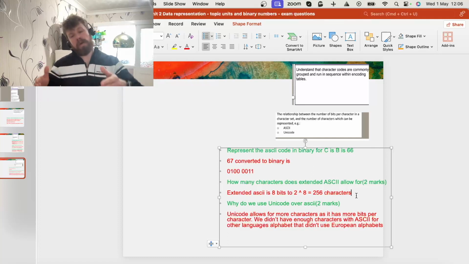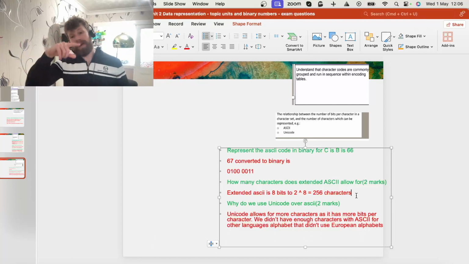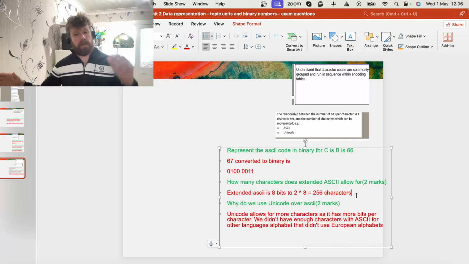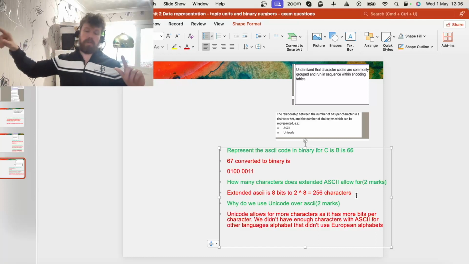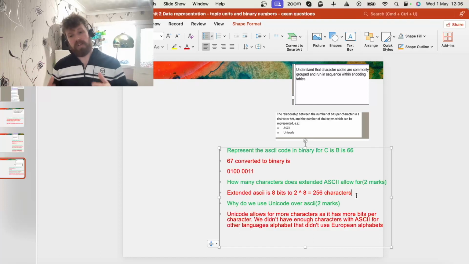How it works though is, if you imagine 0, and then if it was all 1s in a binary number, so 8 1s, that's 255. So 0 all the way up to 255 is 256 possibilities that you can represent with that. So that's why each character is going to take up a number, and that means that we can do 256 different characters with 8 bits.